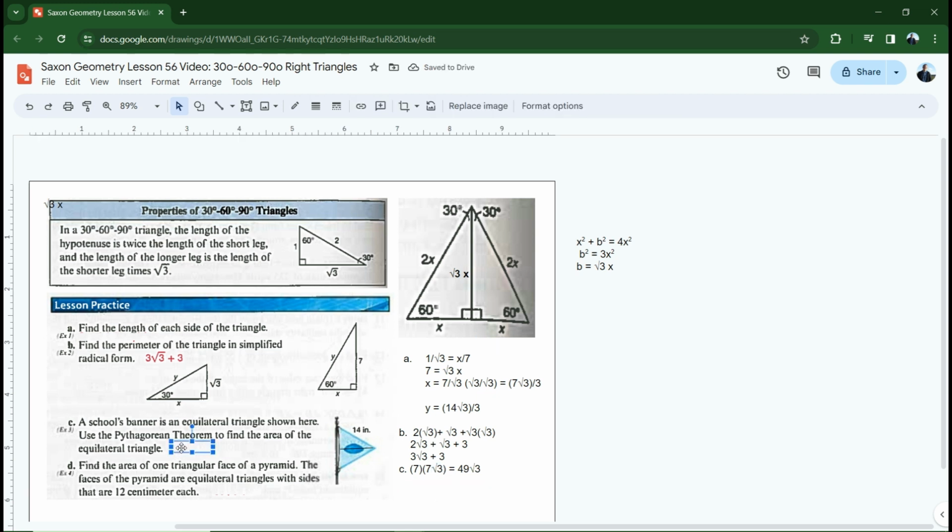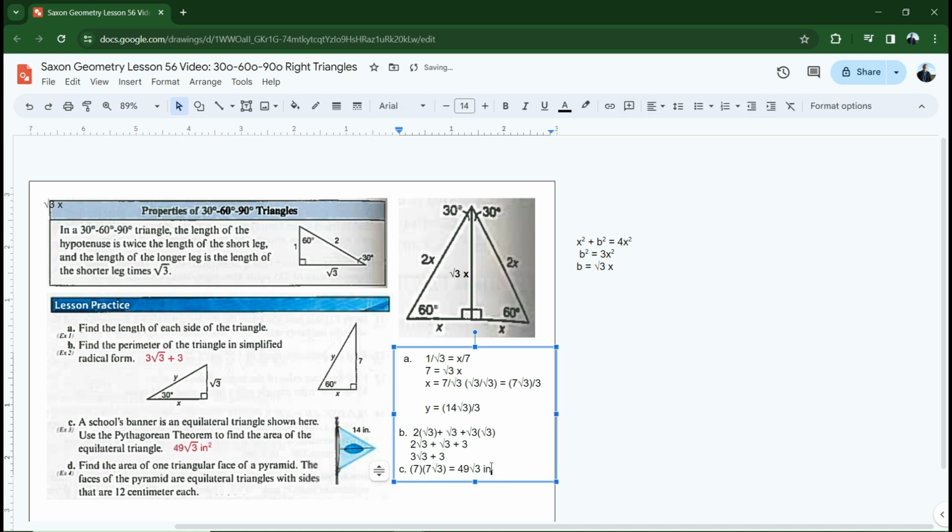Let's just make sure I got this one right because that felt a little weird, but it is correct. 49 times the square root of 3 square inches. Again, how did I get that? Well, I knew this base here had to be 7. I need to take the base times the height to get the area, but 1/2 the base times the height gives you the area of this little triangle here. And how many of these little triangles do I have? I have 2 of them.